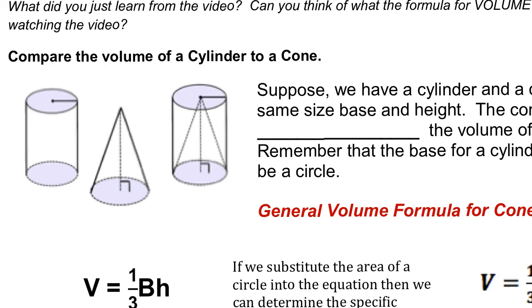So when we're comparing the volume of cylinders to a cone, we're trying to compare things that have the same base. So all of these have the same base and they have the same height. Please note that the bases are circles and the height is always perpendicular. That's why I chose the middle line, because it is perpendicular to the base, which is a circle.